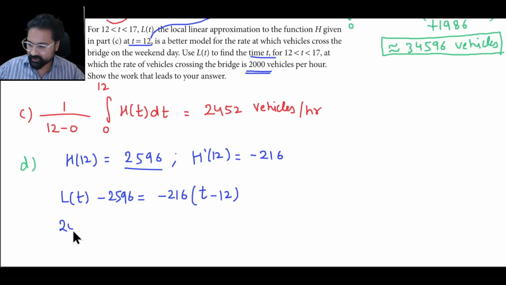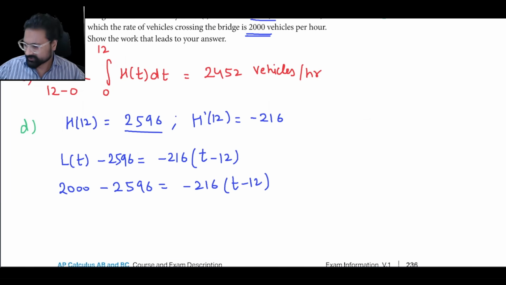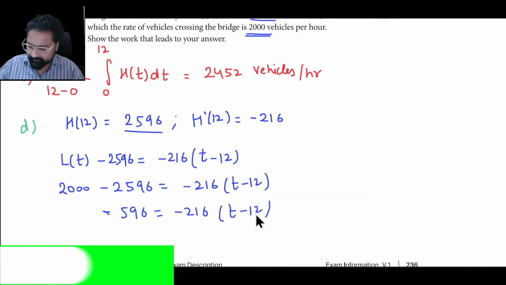So L of t is now given as 2000. So 2000 minus 2596 is equal to negative 216 t minus 12. And now we have to find the time from here. I think I can just use my physical calculator here. 2000 minus 2596 is negative 596, equal to negative 216 times t minus 12. Divide both sides by negative 216.